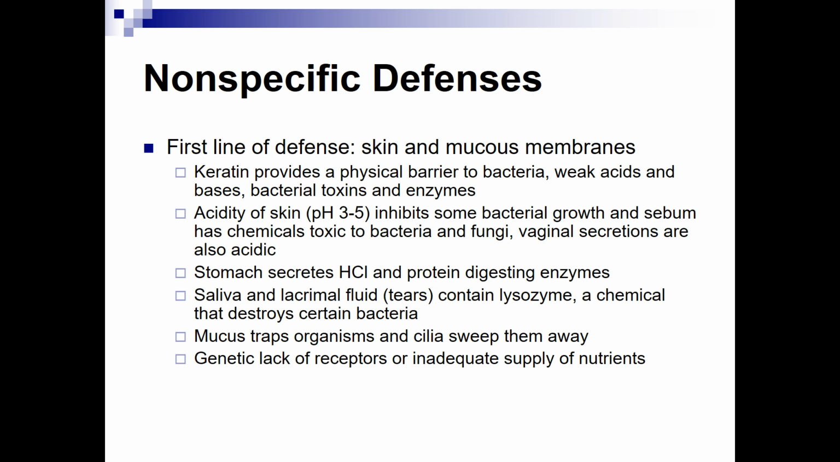And one that I'm not really going to get into is the genetic lack of receptors or inadequate supply of nutrients. The genetic lack of receptors is really an interesting thing. I'll just talk to you about that really quick.